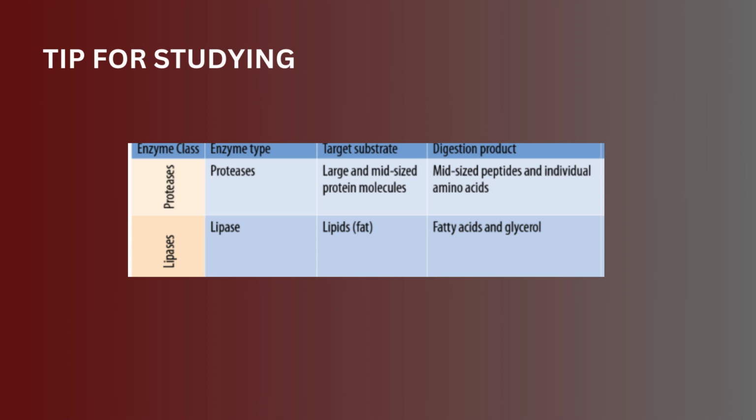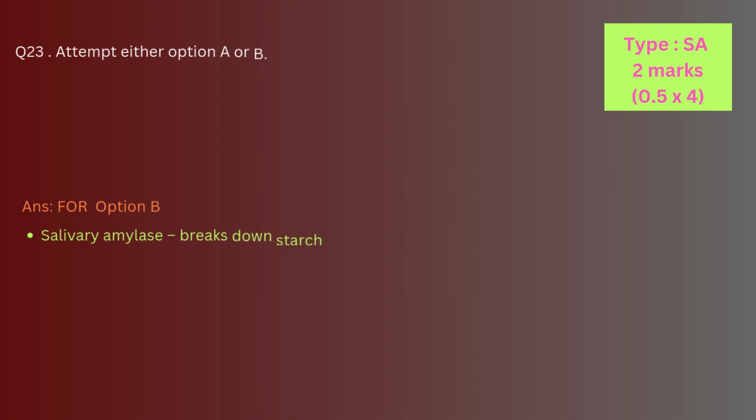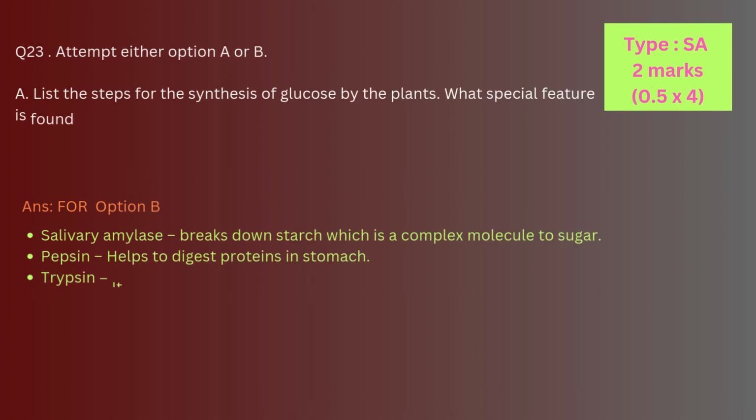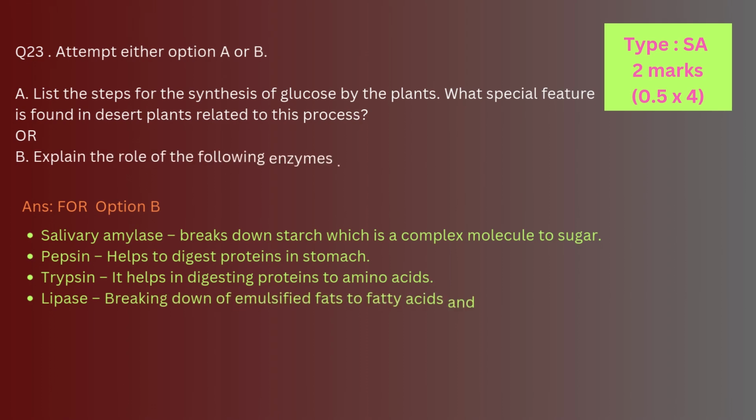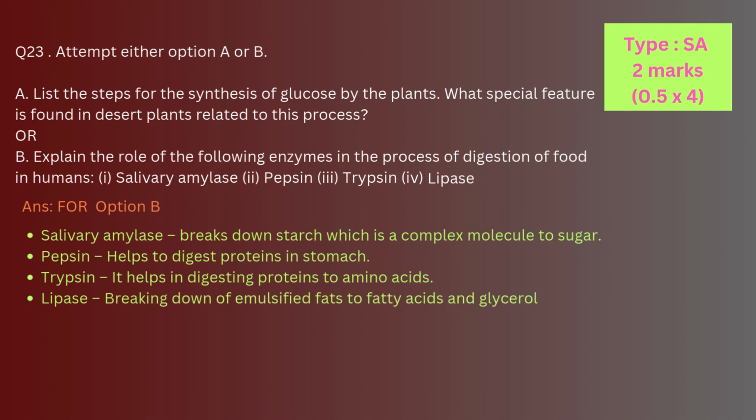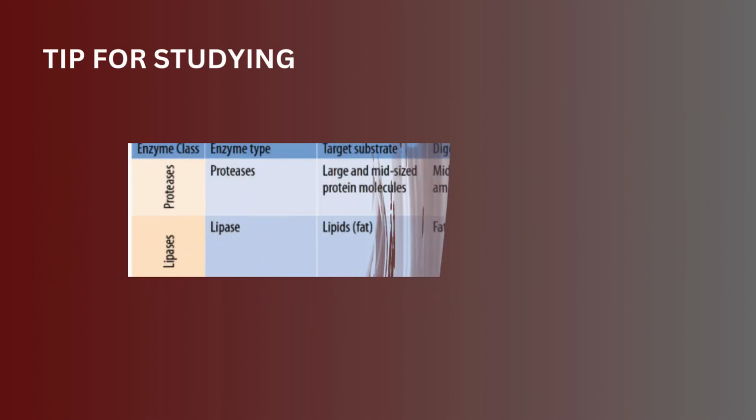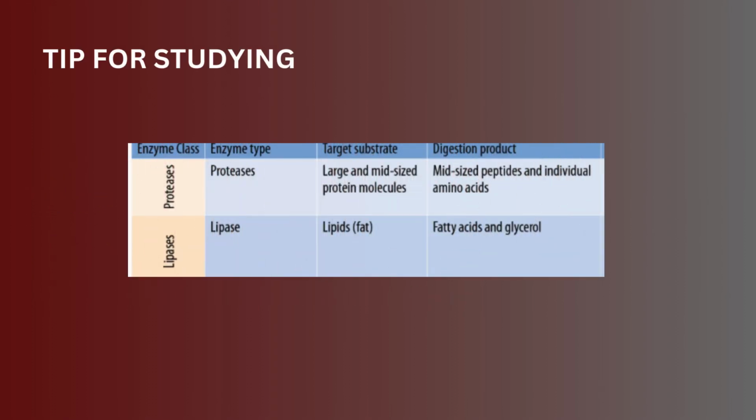As far as the answer is concerned, it's pretty simple. We write just that salivary amylase breaks down starch, which is a complex molecule, into sugar. Pepsin digests protein in the stomach, and trypsin helps to digest proteins to amino acids. So answer wise it's fine, but the tip that I was telling you is more for you to remember which enzyme does what. And you can also stick this table in your study area somewhere so that it keeps coming in front of your eyes and you often see it and it becomes easy for you to recollect.